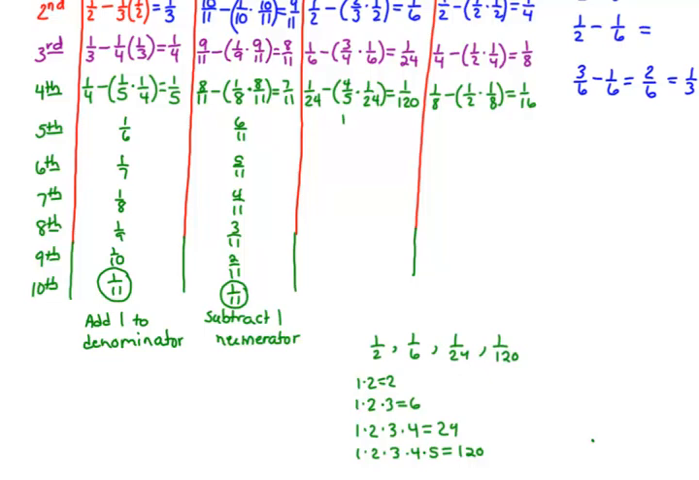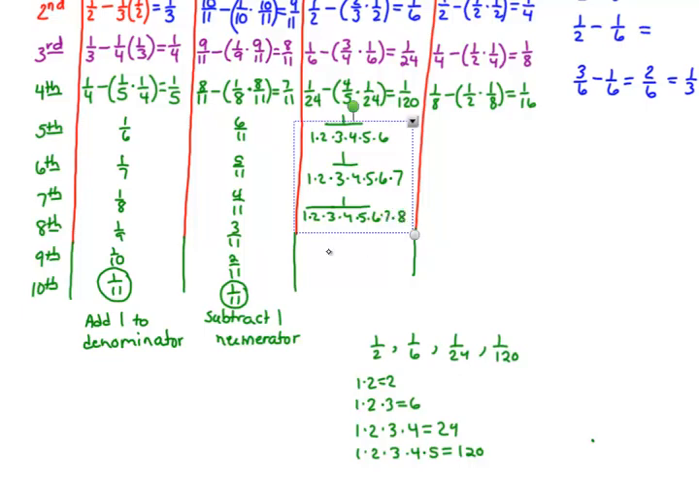Okay, so what we could do here is we could say this is 1 over 1 times 2 times 3 times 4 times 5 times 6. It's going to be 1 over 1 times 2 times 3 times 4 times 5 times 6 times 7. This will be 1 over 1 times 2 times 3 times 4 times 5 times 6 times 7 times 8. And so on and so forth. Okay, I want you to see the pattern. I'm going to run out of time here.